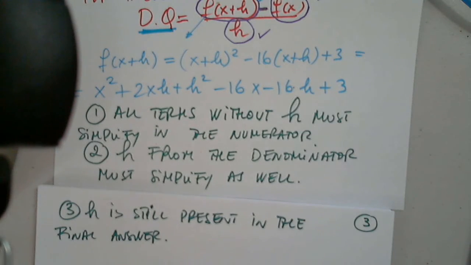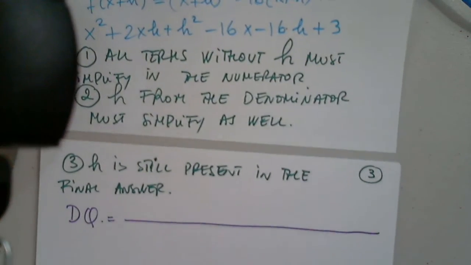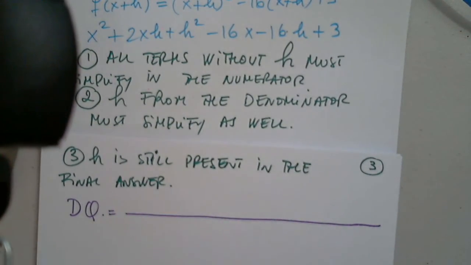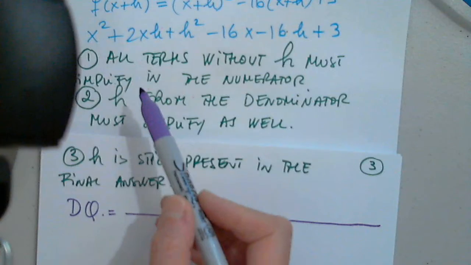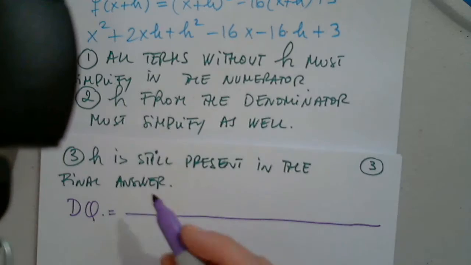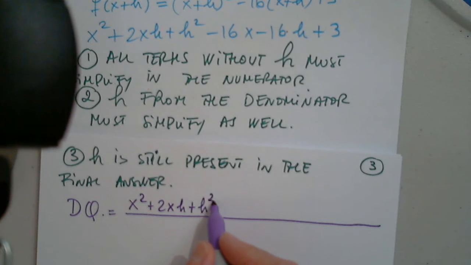If all terms are gone, then, oops, something is terribly wrong. Okay, we are ready to put together the difference quotient. You will learn very soon that sometimes I run out of room. My apologies. So I'm replacing f of x plus h with all this: x squared plus 2xh plus h squared minus 16x minus 16h plus 3.